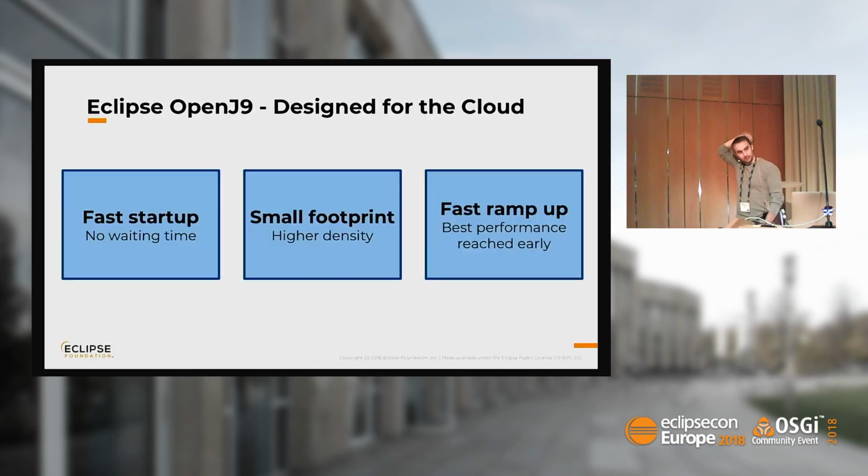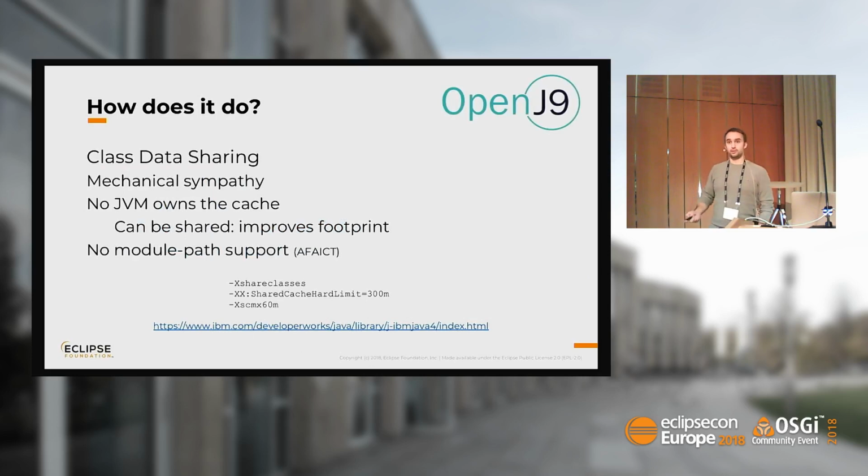So OpenJ9 is designed for the cloud, meaning that it starts very fast. You don't want to wait before your application is up. It uses much less memory than HotSpot, and the ramp up, so the time between the startup and the reaching of the highest throughput, the best performances, is much faster than HotSpot. How does it do it? It has a couple of tricks.